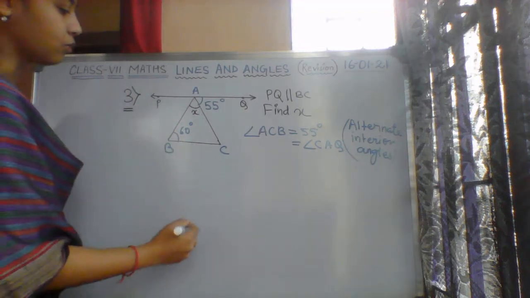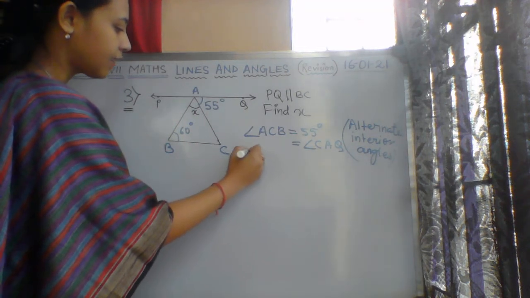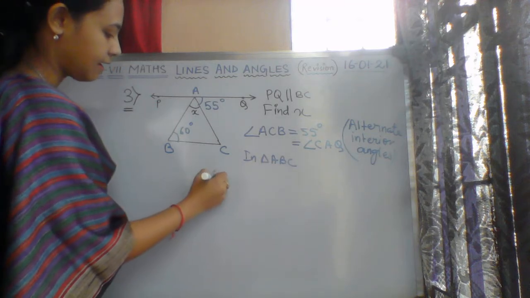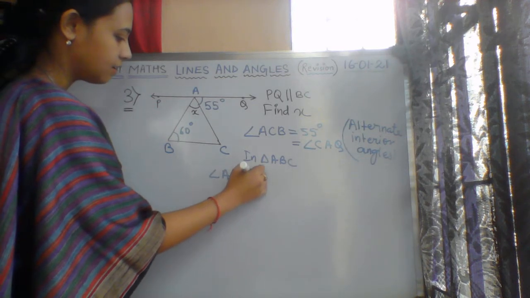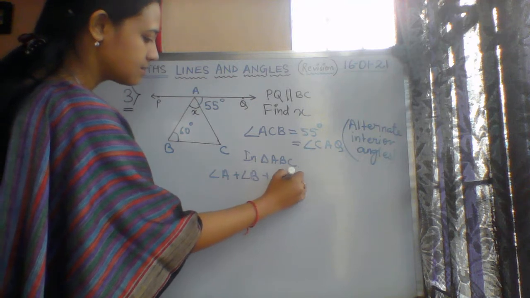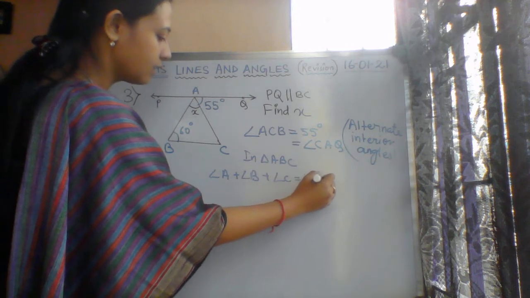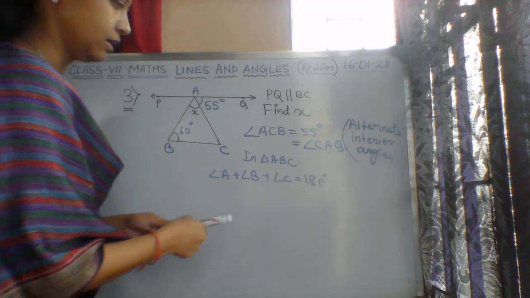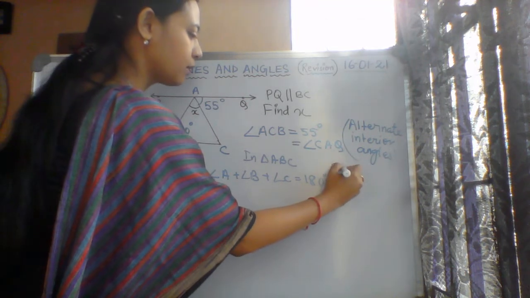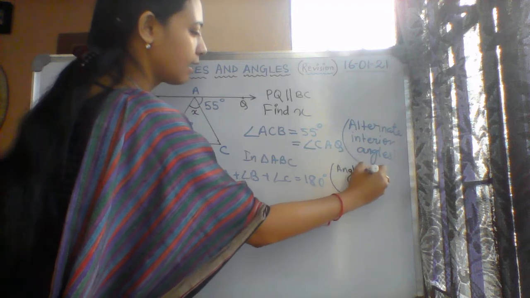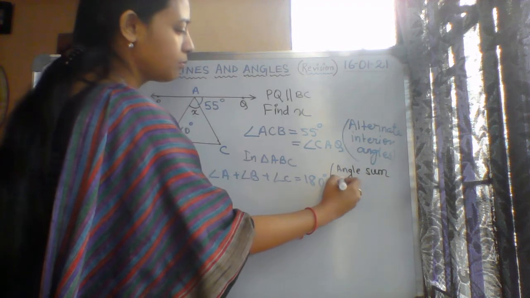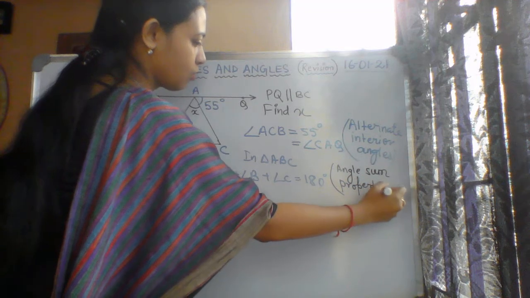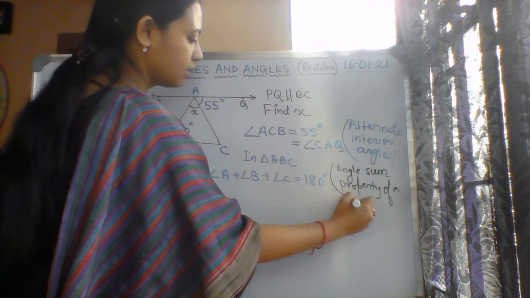Now in triangle ABC, angle A plus angle B plus angle C equals 180 degree. And why are you writing 180 degree? That reason should be there: angle sum property of a triangle.